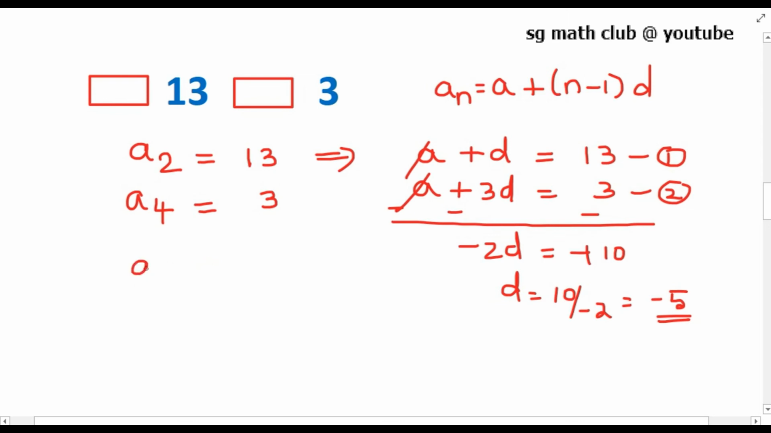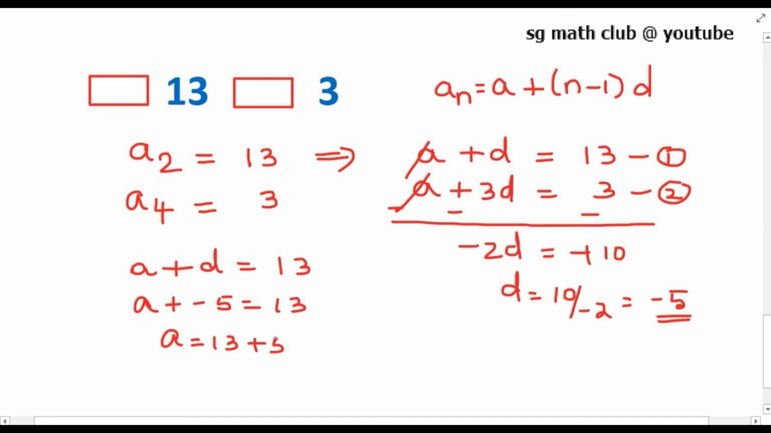Now I want to find out a plus d equal to 13. So we have d as minus 5. I can substitute here, and a will be equal to 13 plus 5. a is 18. So the first term I got is 18, then 13. That means the common difference d is minus 5. We need to subtract: 13 minus 5, which is equal to 8. So my third term is 8 and the first term is 18.